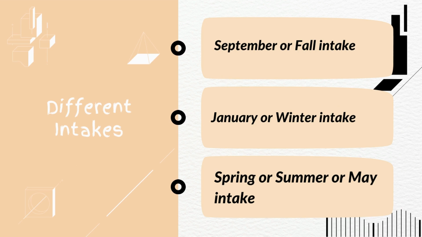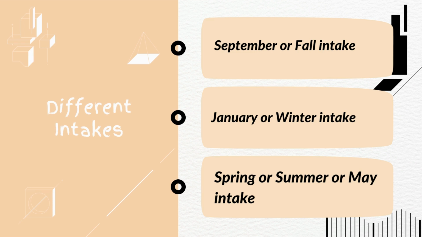Then next we have the January or winter intake. Few institutions offer fewer courses as compared to the fall intake here. Most people that miss the September intake often go for the January intake. Then lastly, we have the spring or summer intake, which is also known as the May intake, which is the least preferred. Not so many institutions offer courses around this time.